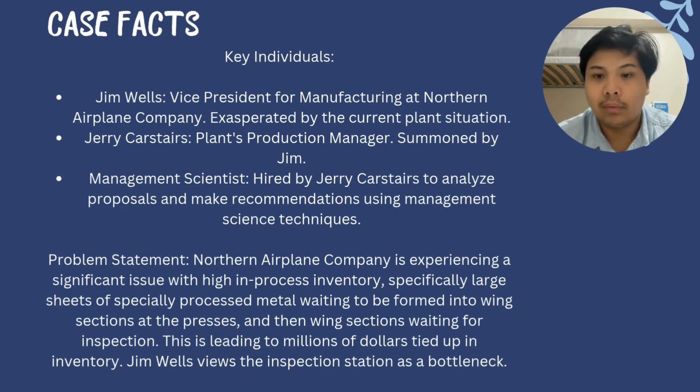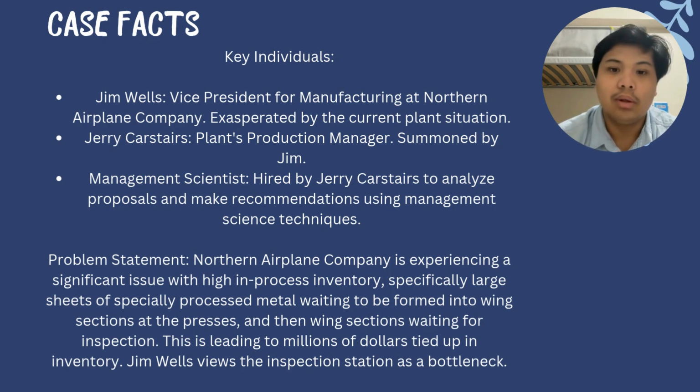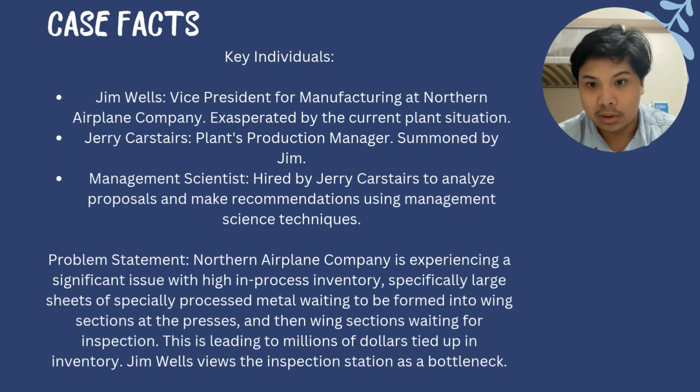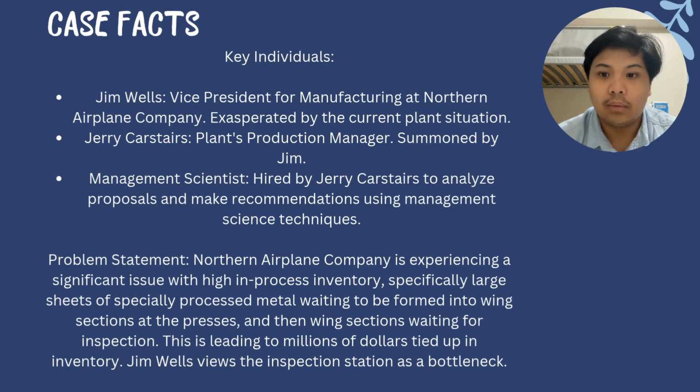Now, the current status quo is the presses: 10 identical presses used to form wing sections. Sheets arrive randomly at a mean rate of 7 per hour. Time required by a press to form a wing section is exponentially distributed with a mean of 1 hour. Within the inspection station, wing sections arrive randomly at the same rate, 7 per hour. There is one full-time inspector, with inspection time of 7.5 minutes per section, or 8 wing sections per hour. This inspection rate has resulted in a substantial amount of in-process inventory, a large number of wing sections waiting to complete inspection.